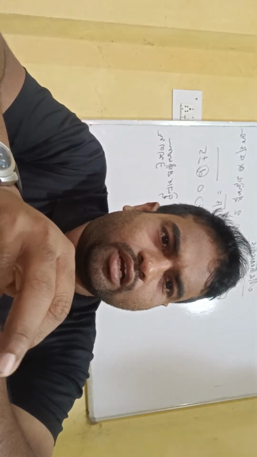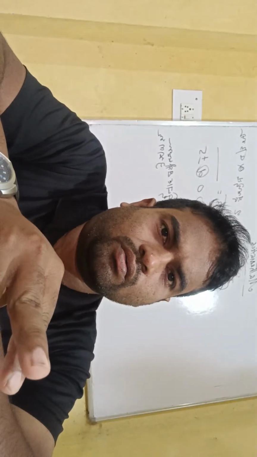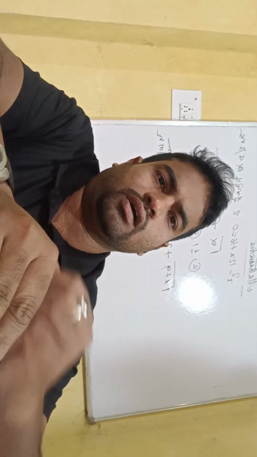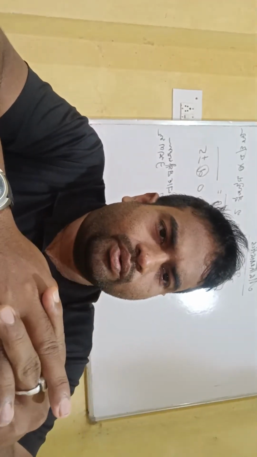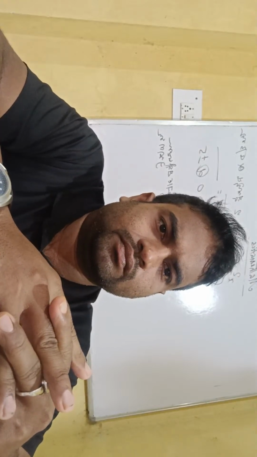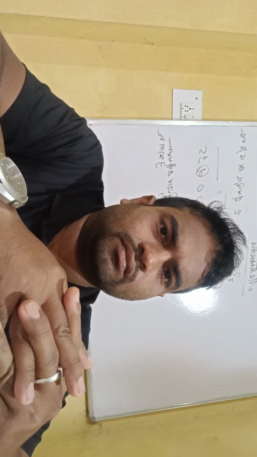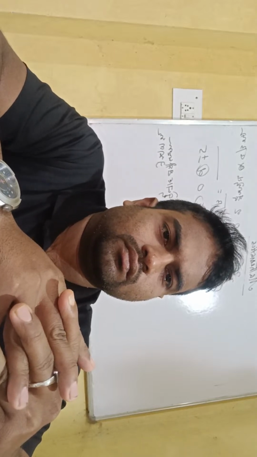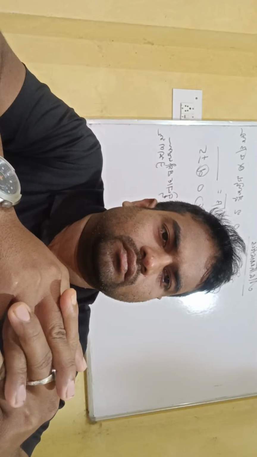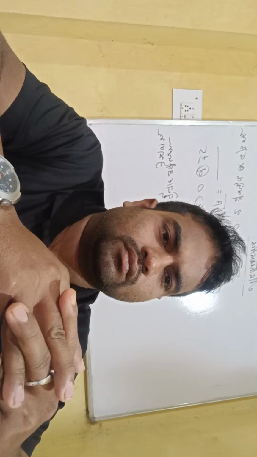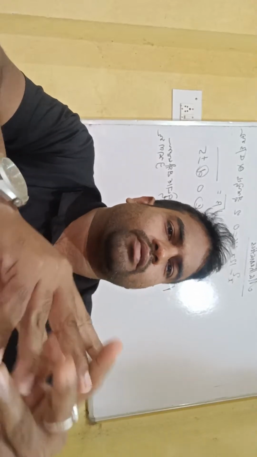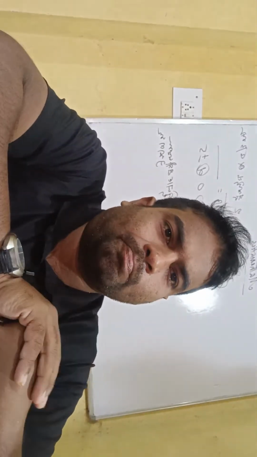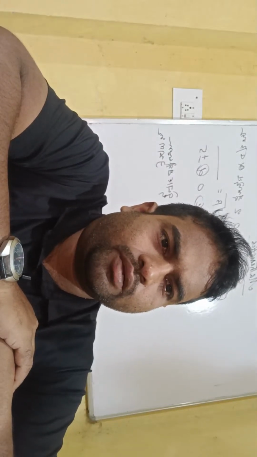What is the atomic mass unit of carbon dioxide? It means molecular mass. 44 U. Very good.